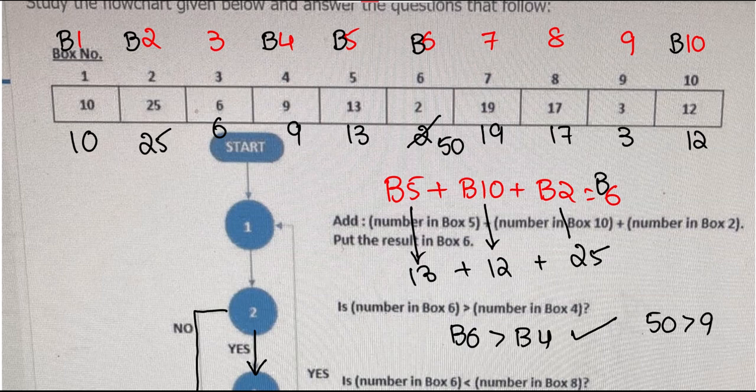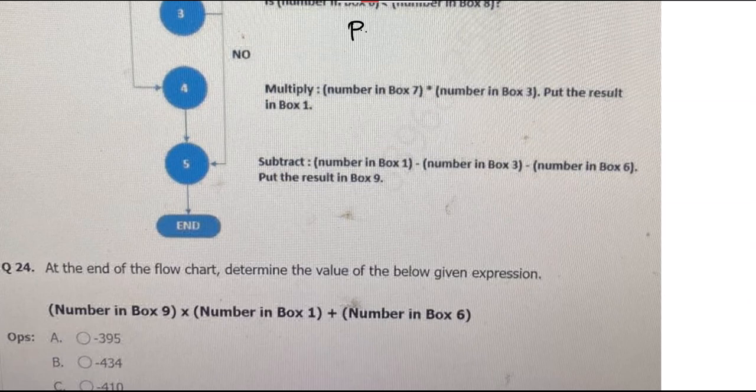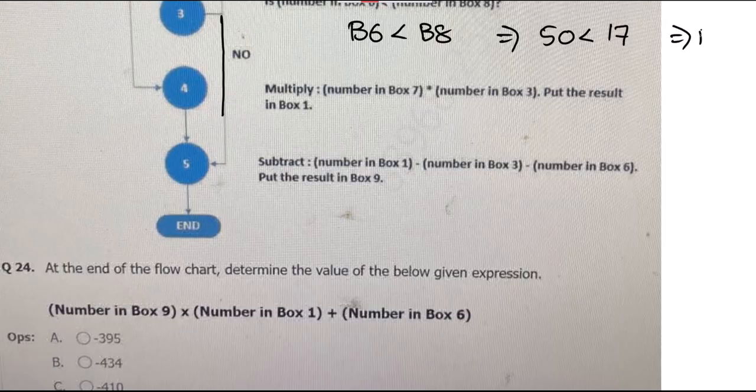The next one: is box 6 less than box 8? Box 6 has 50 and box 8 stores 17. It's no, because 50 is the highest so far. Directly no, so we have to go for the last step.